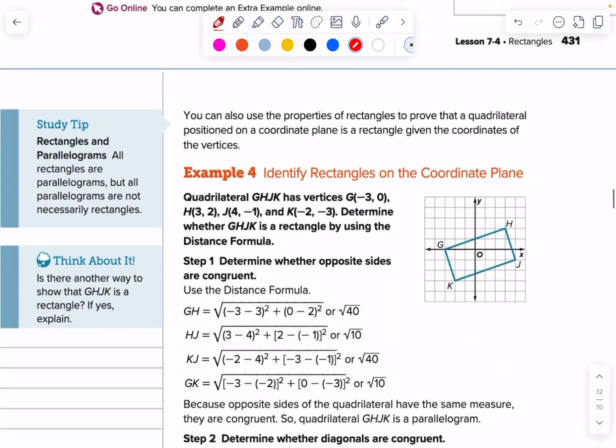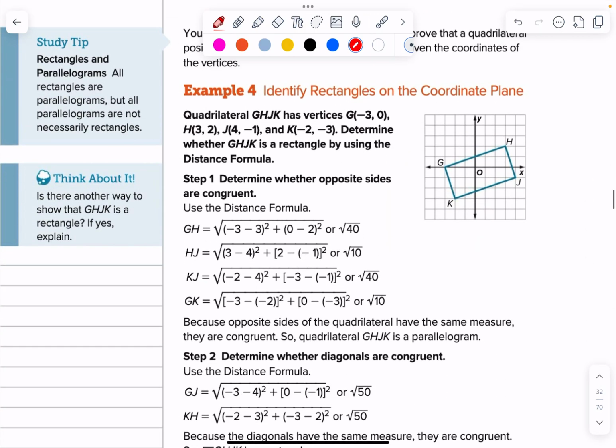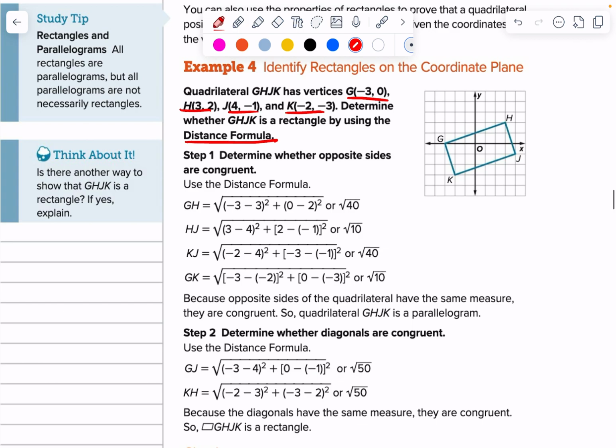All right, let's do one more, and there is this example 4. They're giving me these coordinates G, H, J, K, and they say use the distance formula to show that this is a rectangle. Okay, I'm going to do it over here. So I'm going to do the distance formula. And you guys are going to be really yucky about this, but whatever. I don't have to hear you complain.